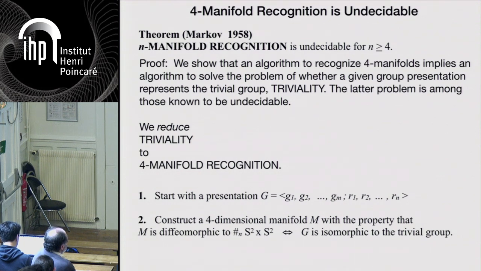Now, we can't answer in general the question of whether that group is trivial or not. That's one of the undecidable problems. So that means that four-manifold recognition is also undecidable. This is called a reduction in complexity theory. We've taken one problem and reduced it to another one. This says that four-manifold recognition is harder than triviality. But triviality is already undecidable.